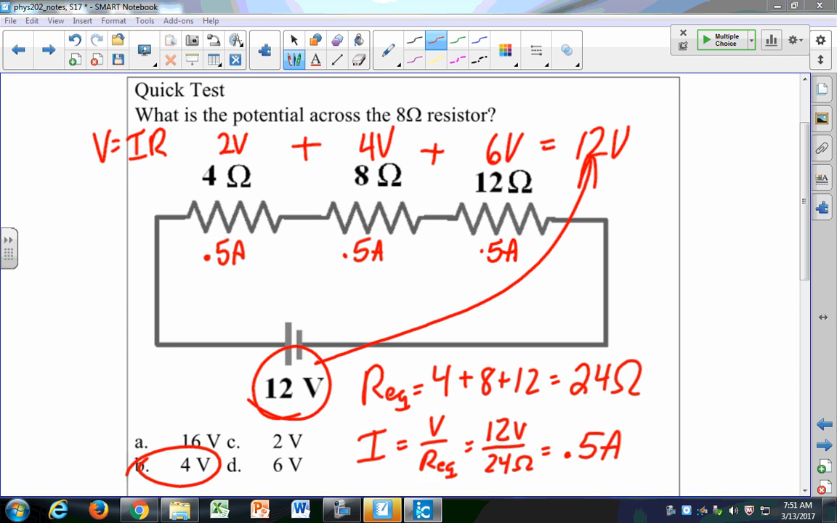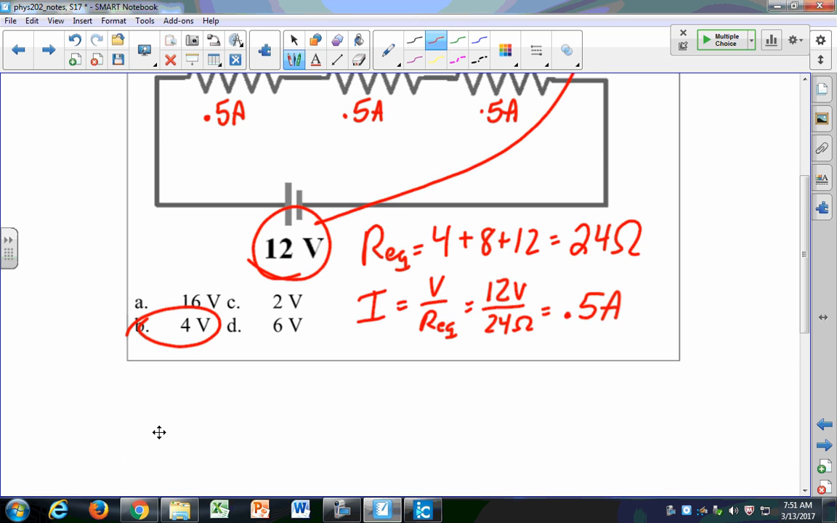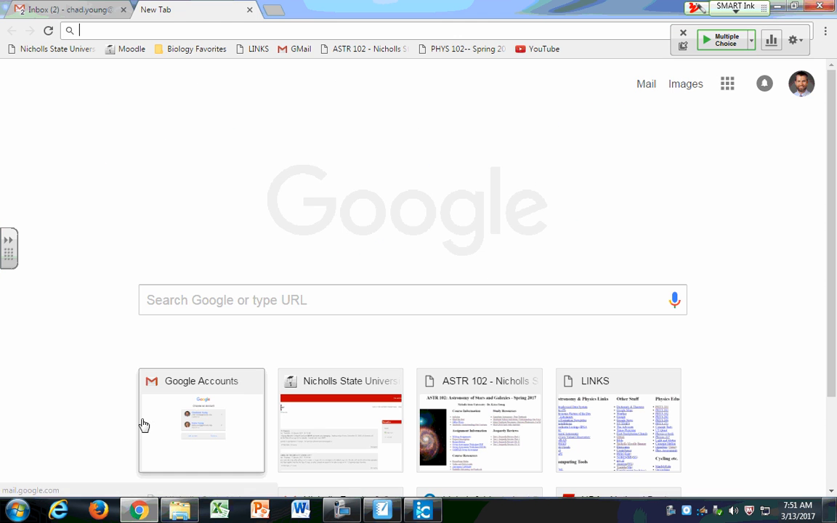Let's look at parallel circuits. Actually, before we do that, let me show you something. This is very important.